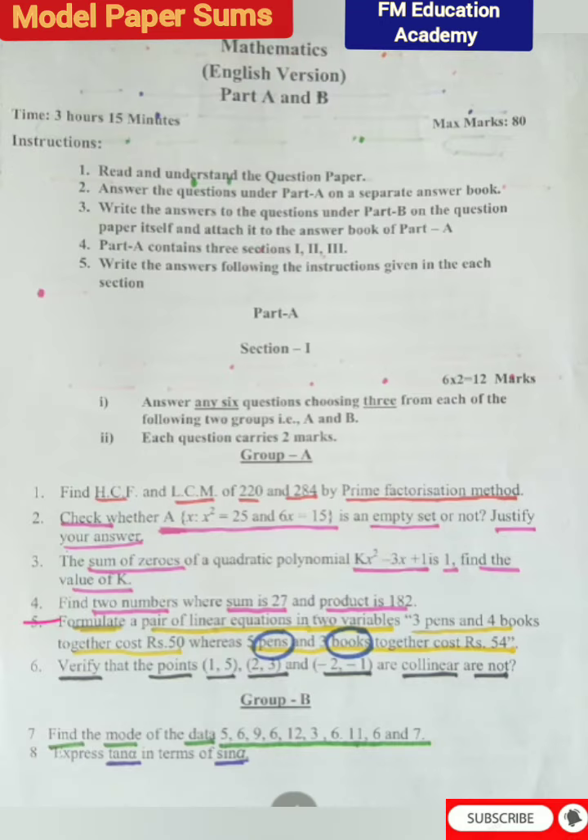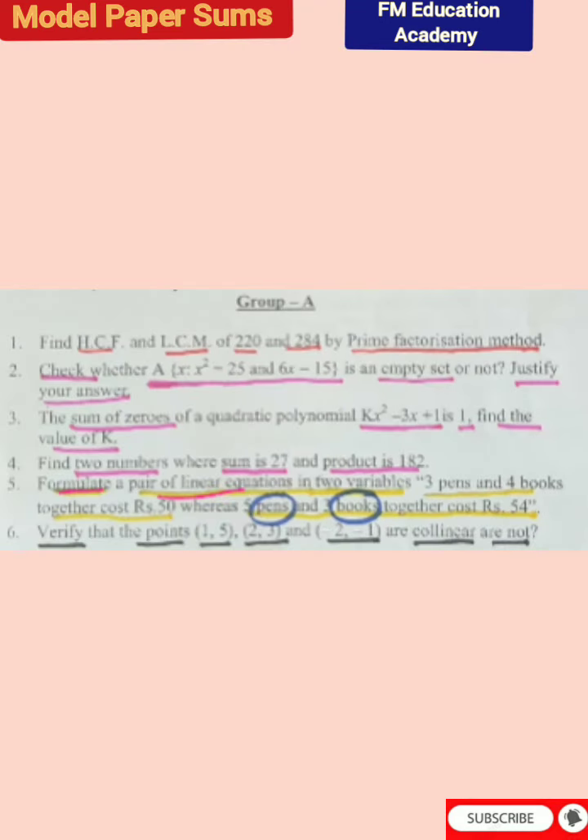Fifth question. Formulate a pair of linear equations in two variables. 3 pens and 4 books together cost rupees 50, whereas 5 pens and 3 books together cost rupees 54. So how many variables are there here? 2 variables. And how many things are mentioned? Two things are mentioned. First, pens and then books. We have to form two linear equations.